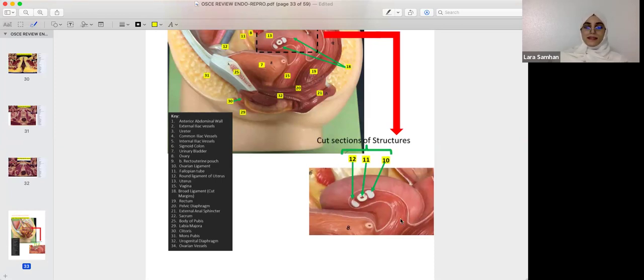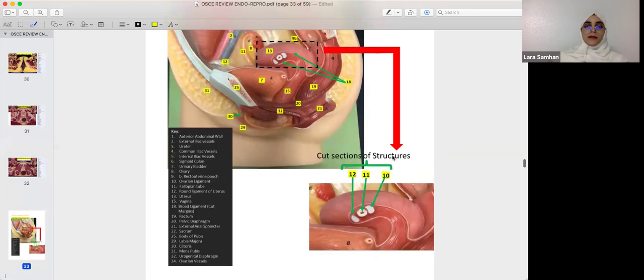Okay, so as I said, this is the uterus, and then we zoomed in. We can see in here those three white structures. What are those structures? We can see number 1, number 2, and number 3. The first structure here, number 12, is the round ligament of the uterus. In regards to number 11, it's where the fallopian tube goes and ends up with the fimbriae to be connected with the ovary. And in regards to number 10, it's the ovarian ligament. So we have 1, 2 and 3.